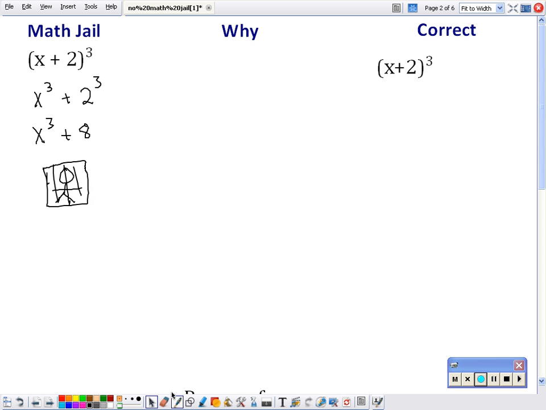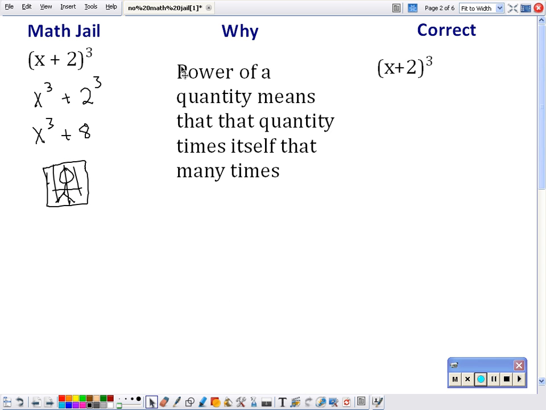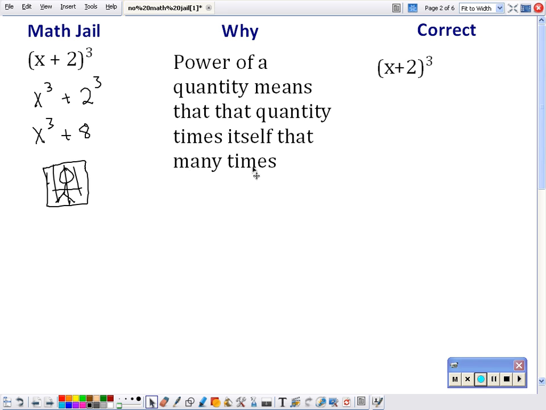Why? Well, the power of a quantity means that quantity times itself that many times. So the correct way to do this problem would be to multiply out x plus 2, x plus 2, x plus 2. Now I'm going to give you a little more in-depth why.